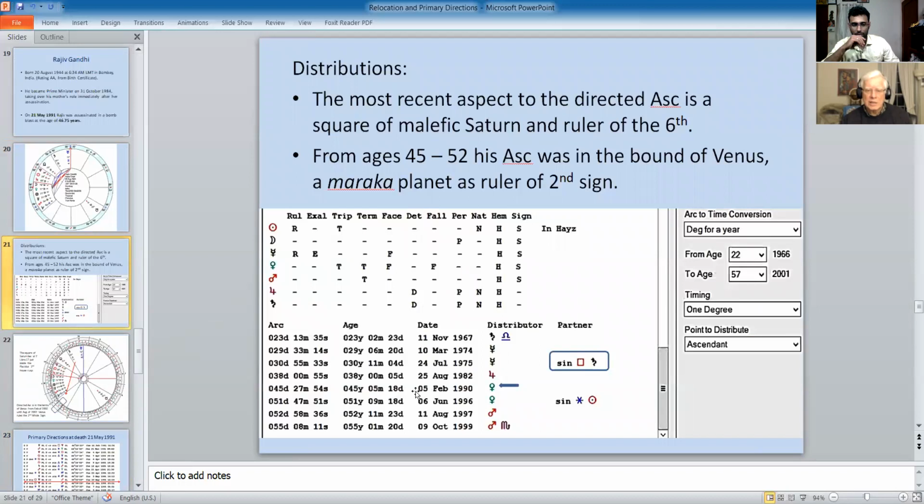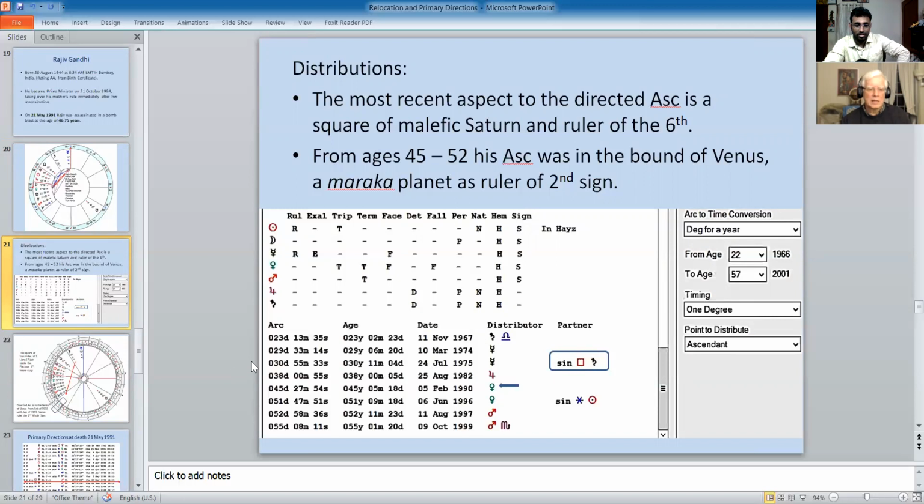So here we have, at age 45, Venus. Libra has come up to the ascendant, and the Venus term of Libra is on the ascendant. And the most recent aspect to the ascendant was a square from Saturn.